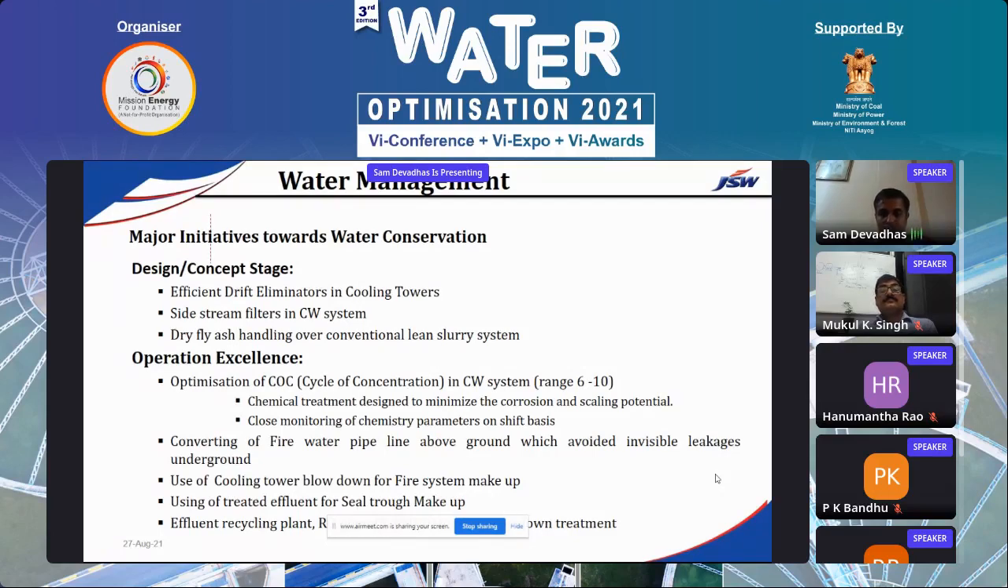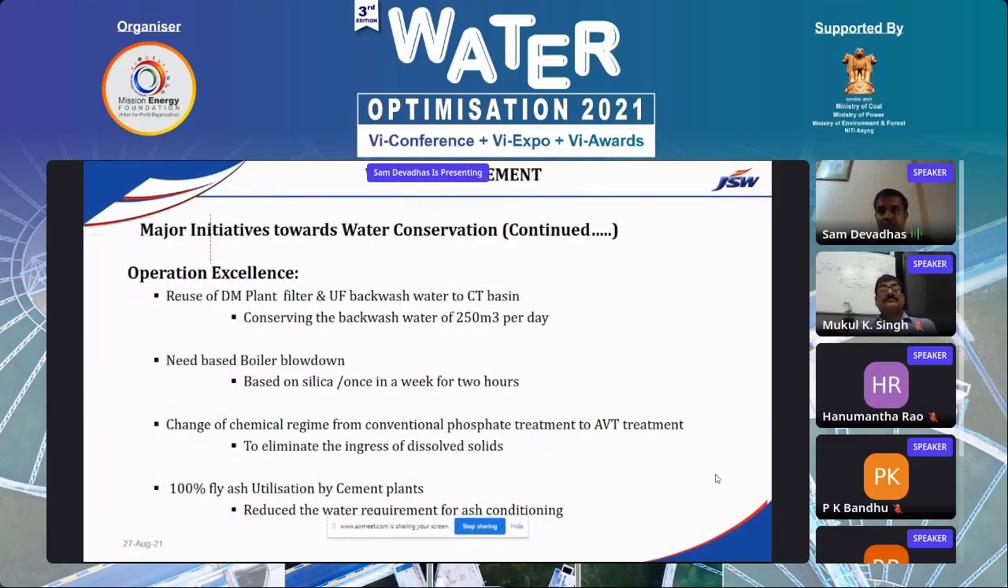And effluent recycling, we are using for local gardening purposes. And this is in continuation of the water management: reuse of DM plant filter and UF backwash water. Generally we used to divert this to a neutralizing pit and take it to after-treatment. Now, as the water quality is better, we are using it in the CT basin itself, which conserves about 250 meter cube of water per day.